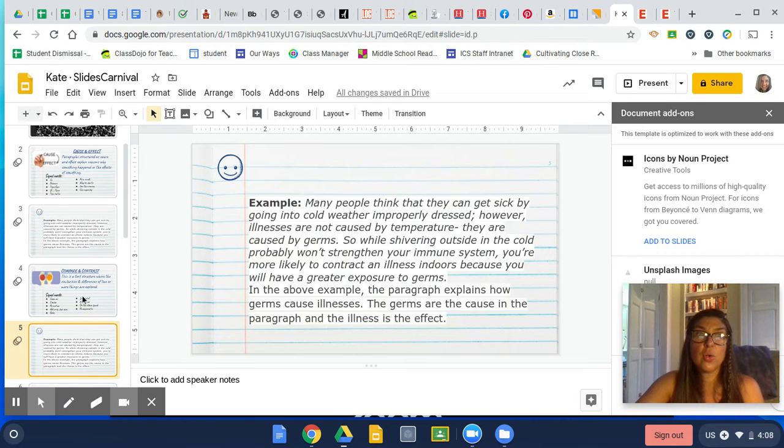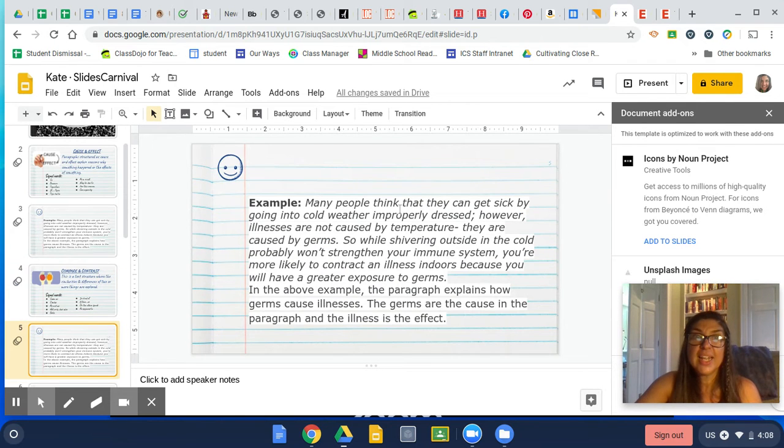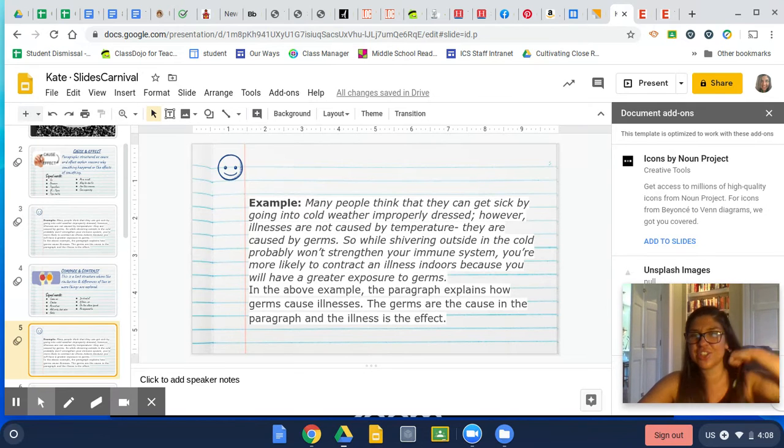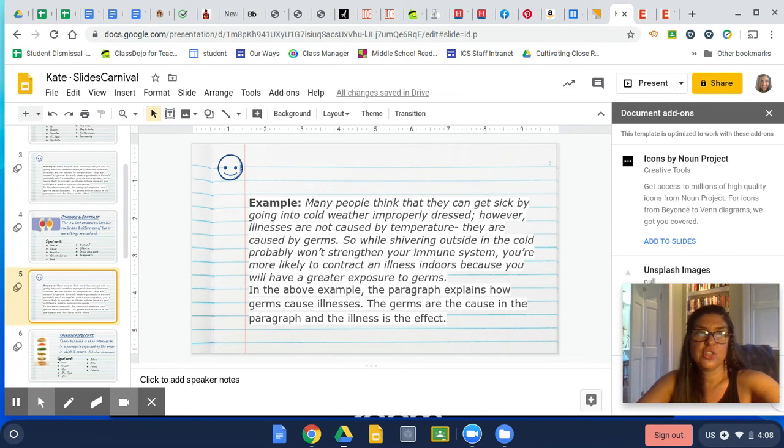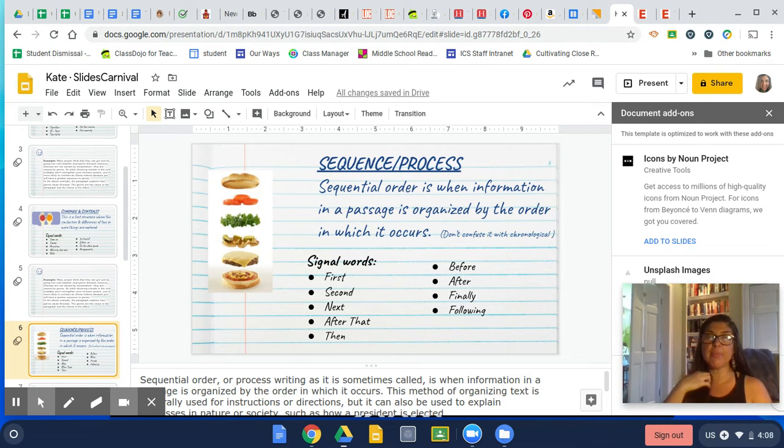So if you are going to use this text structure in your draft, you might want to come back to this slide and take a look at these words as well. Again, here's an example of an author that used the compare and contrast text structure in his or her writing. Another text structure that you might use, so think about your topic right now. What do you think is going to work best for your ideas that you have?